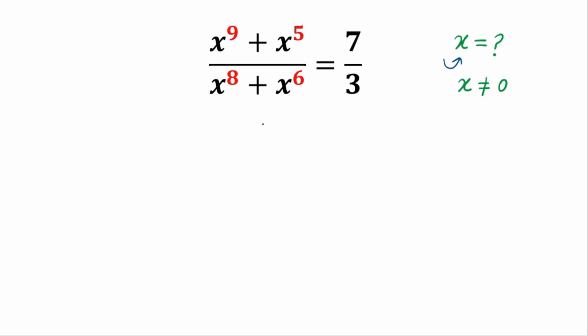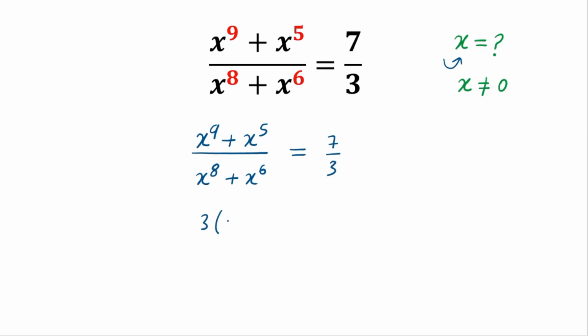Now let's start the solution of this question. Here we have (x^9 + x^5)/(x^8 + x^6), and this is equal to 7/3. Here we will apply cross multiplication. Then this 3 is multiplied by x^9 + x^5.